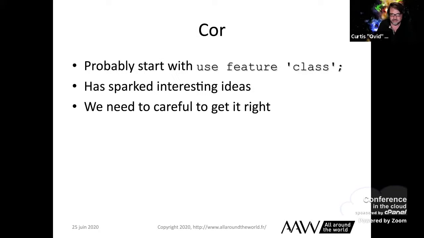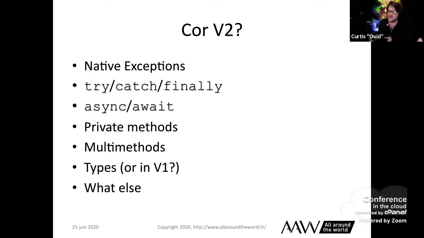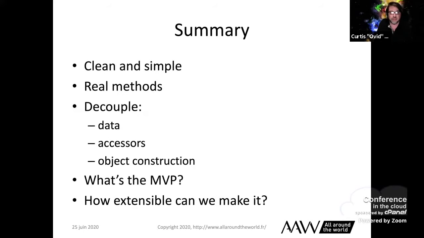Cor V2, we don't know what we're going to do. Native exceptions, try catch finally. That one's problematic because it turns out to be very slow. Async await, I'd be almost interested in that in V1. Getting true private methods available, maybe multi-methods, types, maybe that'll be V1, we don't know. We don't know what else might be in there. So basically core, it's clean, it's simple, you get real methods, we're decoupling the data that accesses the object instruction. We're trying to figure out what the MVP is going to be, and that's the hard part.